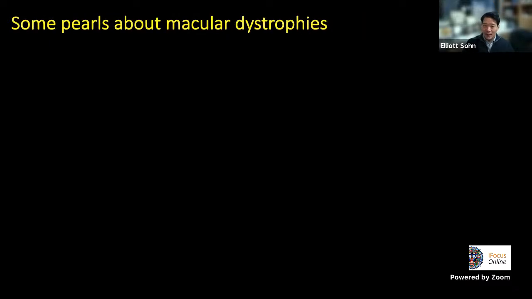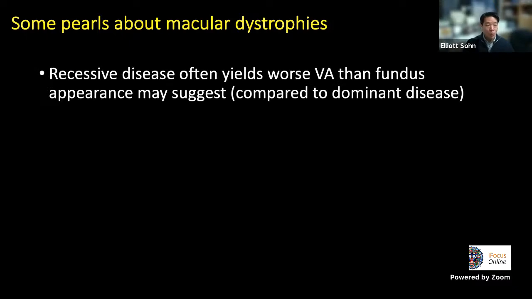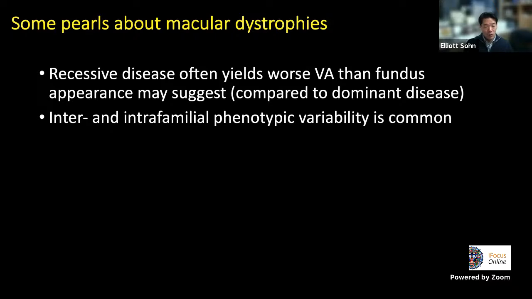Okay, so let's talk about a couple pearls for macular dystrophies that I didn't already mention. One thing you'll notice when you see enough of these patients is that autosomal recessive disease tends to yield worse visual acuity than what the fundus appearance may suggest compared to dominant disease. We've already seen a couple examples of that, where patients with Stargardt disease don't seem to have as prominent findings, but their vision can be quite bad compared to patients with something like Best's disease or pattern dystrophy, where it looks like there's a lot of abnormalities going on in the back of the eye, but their vision can actually be pretty decent. It's a general rule of thumb.